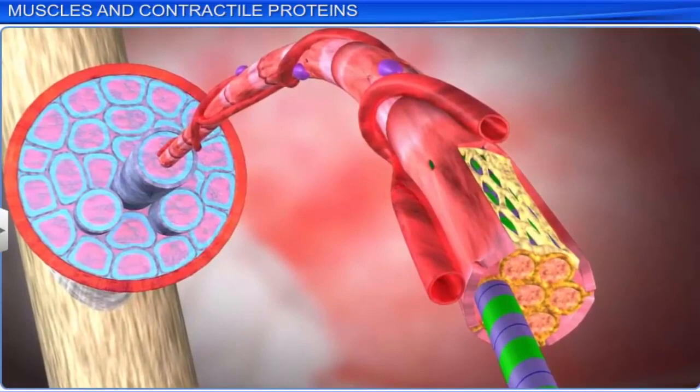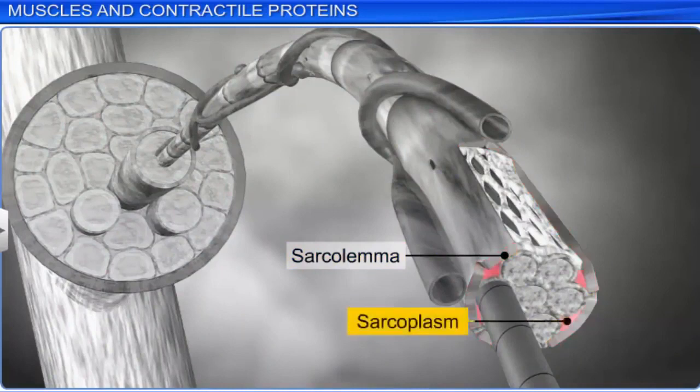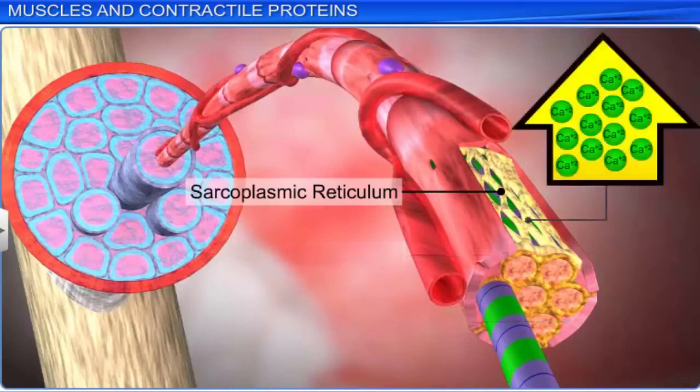Did you know that the parts of a muscle fiber have been given special names? For instance, the plasma membrane is called the sarcolemma, the cytoplasm is known as the sarcoplasm, and the endoplasmic reticulum is called the sarcoplasmic reticulum. The sarcoplasmic reticulum is a storehouse of calcium ions which are important for muscle contractions.